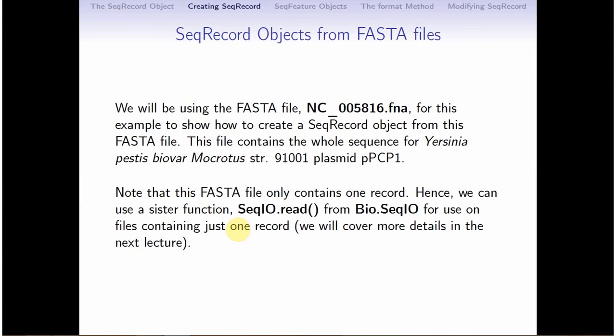Okay, so another, you can create a sequence record object from a FASTA file. Okay, so we'll be using this file itself to show how to create a sequence record from a FASTA file. Okay, it only contains just one record. So over here, when we try to parse a FASTA file or GenBank file with just one record, we don't need to use parse, because whenever you use parse, you need to use a loop to run through all the records. Okay, what you can do is use the sister function of parse, .read, which is only used to read one record.